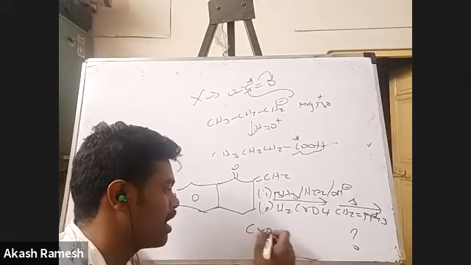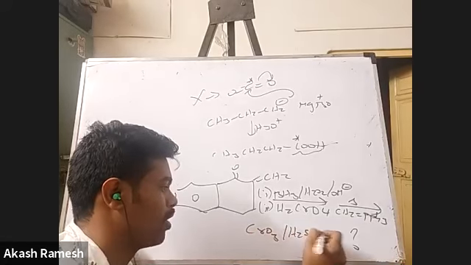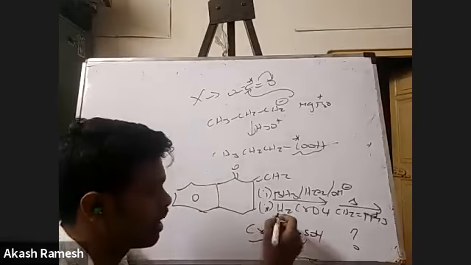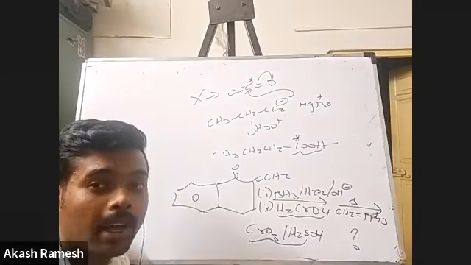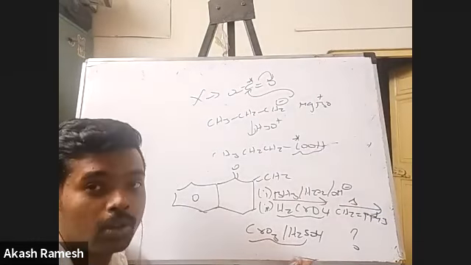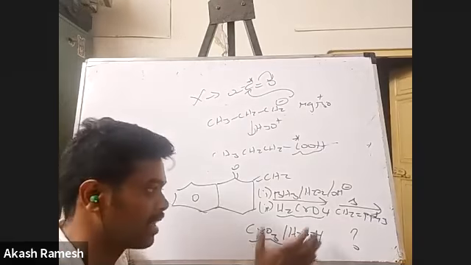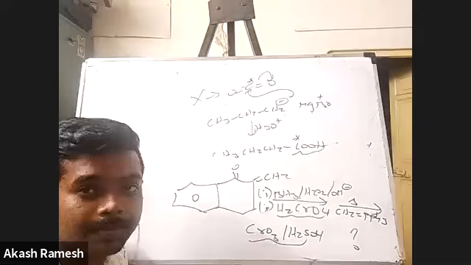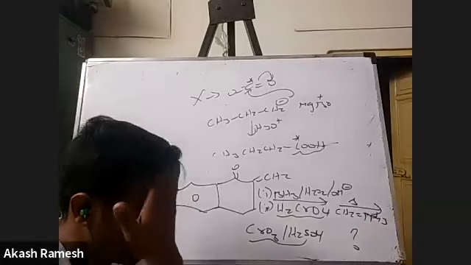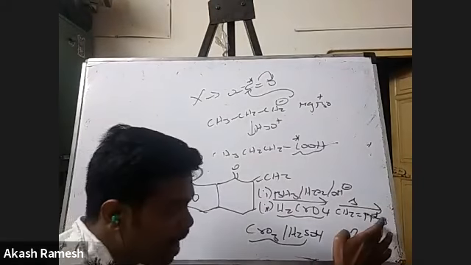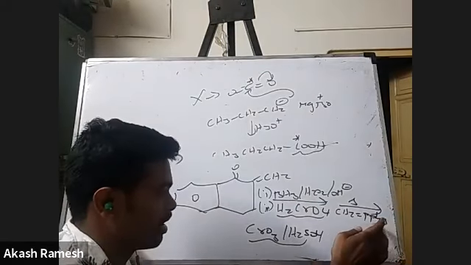This is very simple. If I put CrO3 in the presence of H2SO4, this is what I get: chromic acid. Right, chromic acid. If you just put this, this is what is my Jones reagent. I can either represent it like this, or I can represent it like this, right? So this is going to be an oxidizing agent.